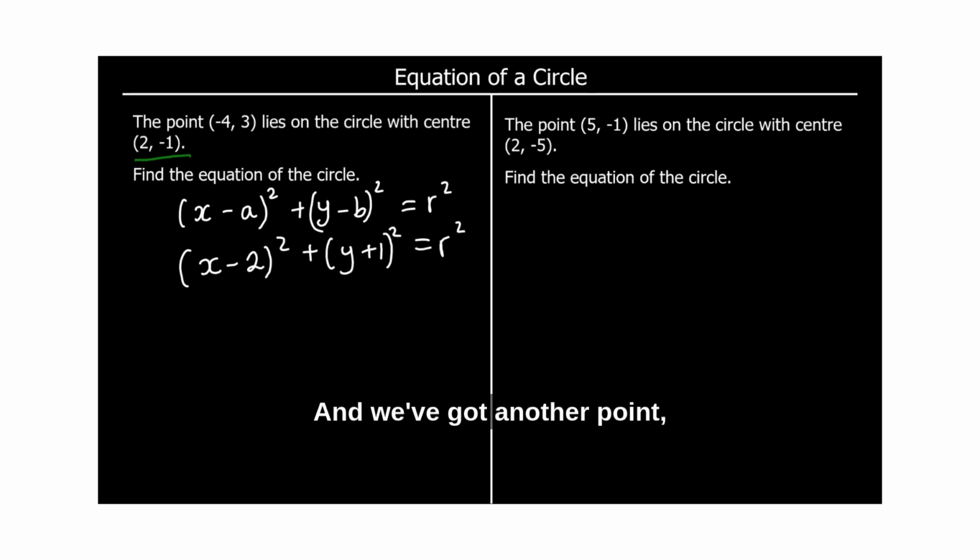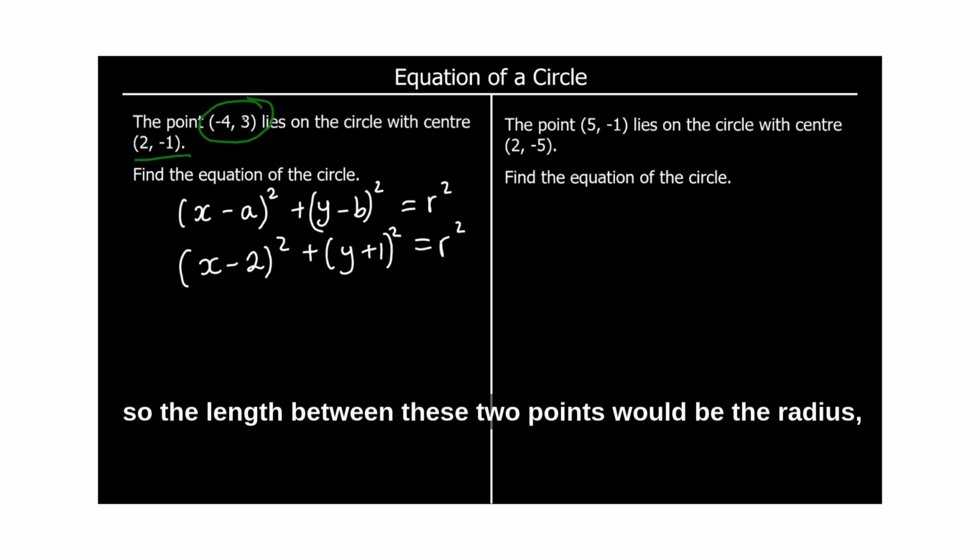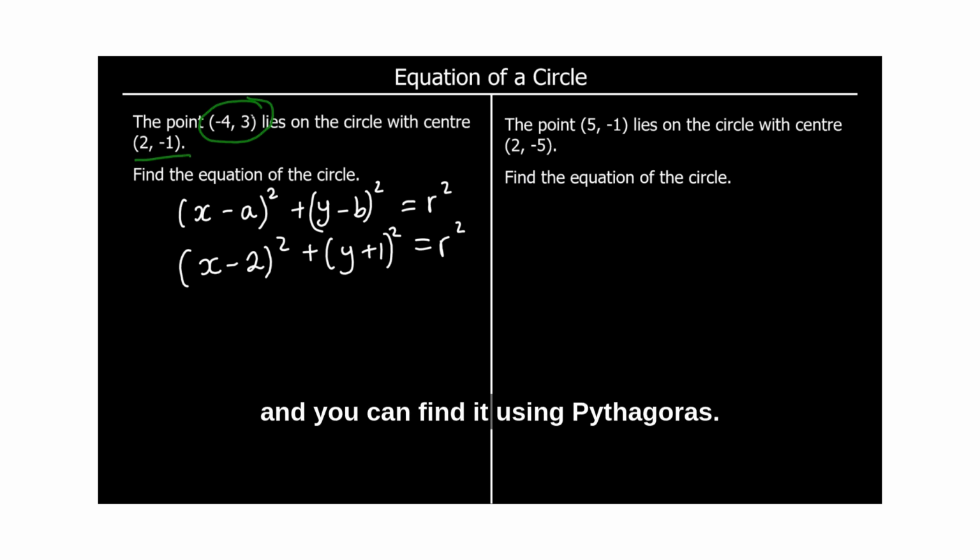And we've got another point, (−4, 3), which we could substitute in. So there's two ways of doing it. You could find the length of the line using Pythagoras, which will be the radius. So the length between these two points would be the radius, and you can find it using Pythagoras. Or, alternatively, you could substitute the point into the equation.